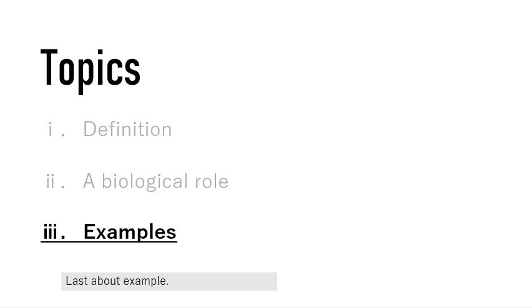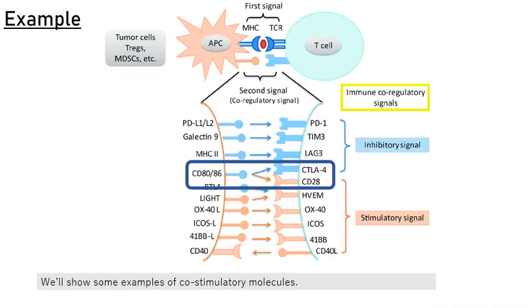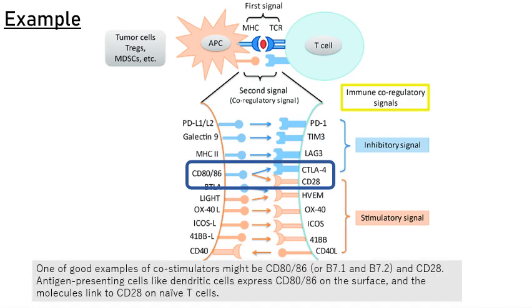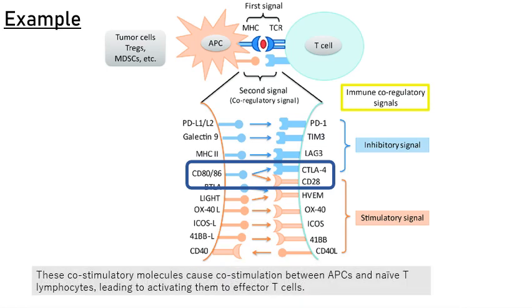Last, about examples. We'll show some examples of co-stimulatory molecules. One of good examples of co-stimulators might be CD80/86, or B7.1 and B7.2, and CD28. Antigen-presenting cells like dendritic cells express CD80/86 on the surface, and the molecules link to CD28 on naive T cells. These co-stimulatory molecules cause co-stimulation between APCs and naive T lymphocytes, leading to activating them to effector T cells.